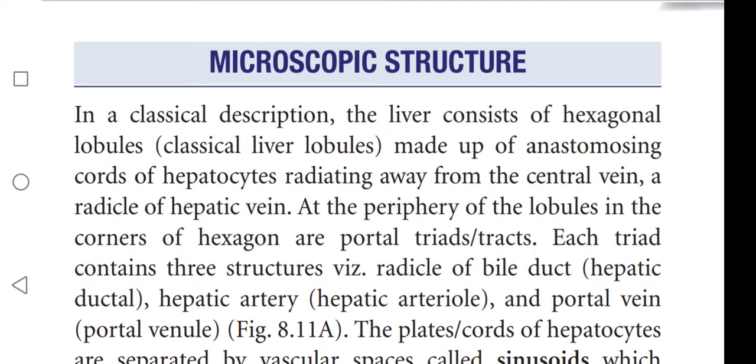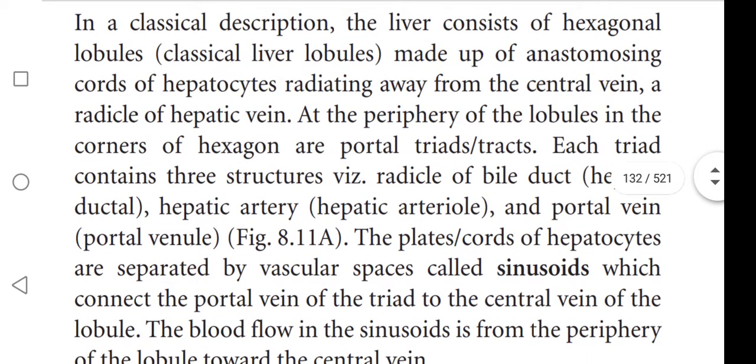At the periphery of the lobules, in the corners of the hexagon, are portal tracts or triads. Each tract contains three structures: a radicle of bile duct, hepatic ductule, hepatic artery or hepatic arteriole, and portal vein, or portal venule.